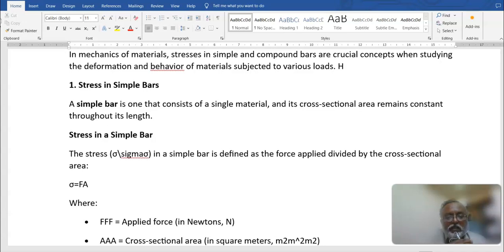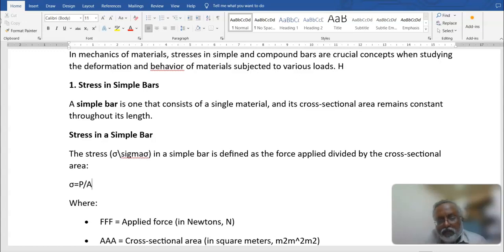We can mention sometimes, instead of F, we may mention it as P. P is the pressure. Sometimes we say pressure, and here we are saying force. We can mention this as P by A. Sigma can be mentioned in the unit of Newton per millimeter square.